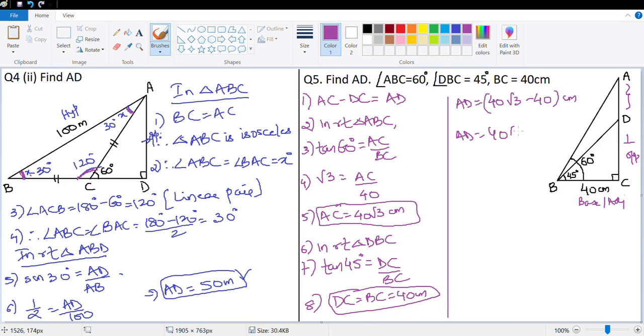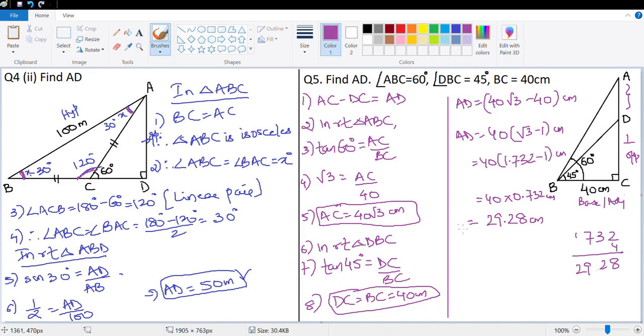which means AD is equal to 40 into root 3 minus 1 centimeter, which is 40 into 0.732 centimeter. So that's 732 into 4, that's 8, 4 into 3, 12, 28 plus 1, 29. That's 40, which means 7.32, which means 29.28. So this is 29.28 centimeter. So that's the value of AD.